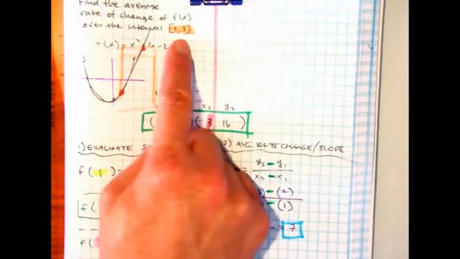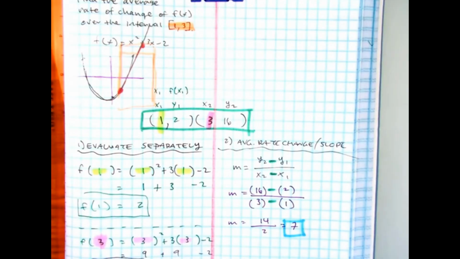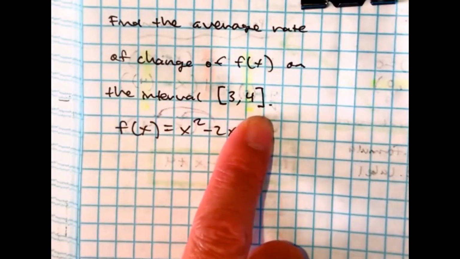So to review, in this problem they give us an interval notation. We evaluate them separately, and then you find your average rate of change. F of x on the interval between 3 to 4. Okay, what does this mean?